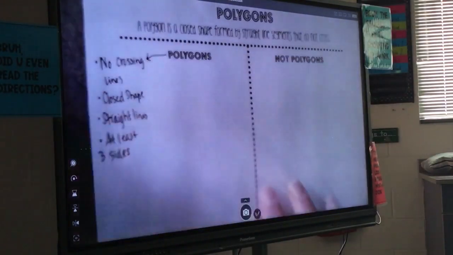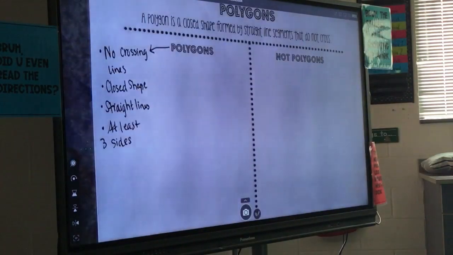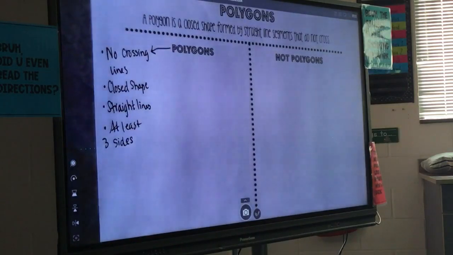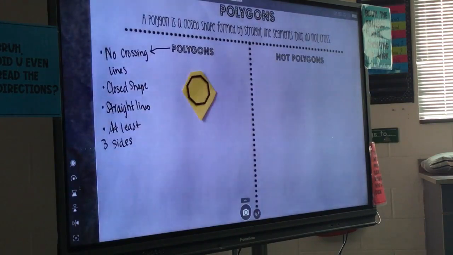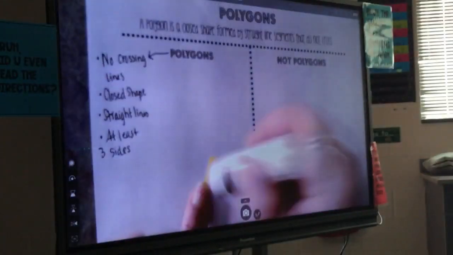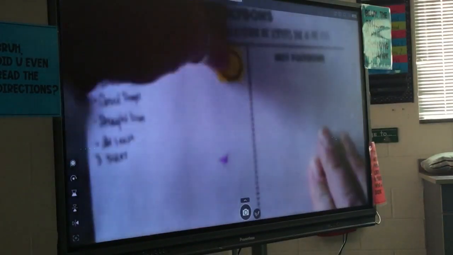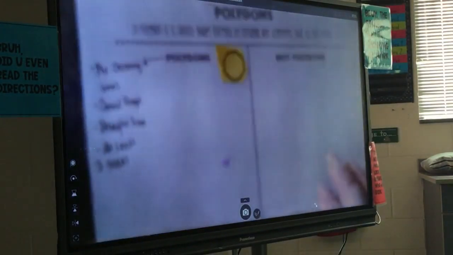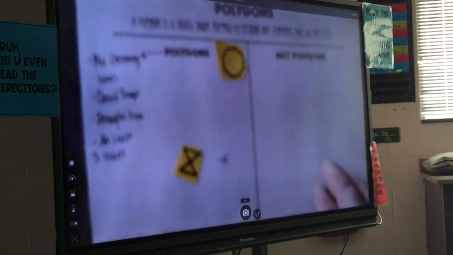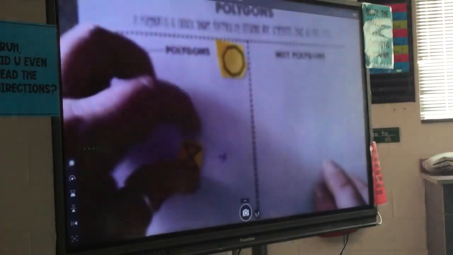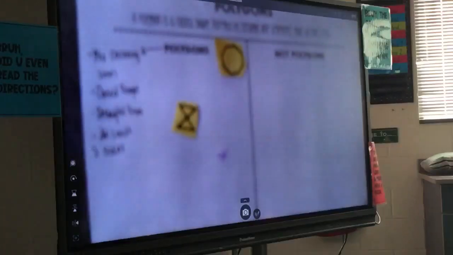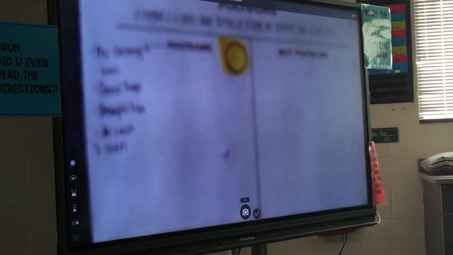All right, so you guys are going to tell me yes or no for polygon. Yes if it's a polygon, no if it's not. All right, this one. Yes. Go ahead, glue that one down because we have all agreed that that is a polygon. All right, this one. No, why is this not a polygon? It's got the straight lines, it's got more than 3 sides, but they cross. All right, so glue that down on the non-polygon side.